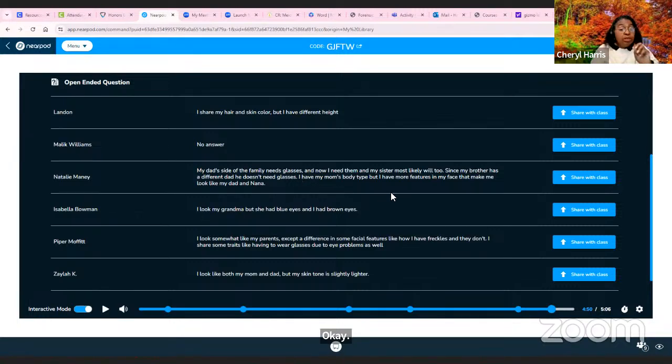As you go, these are all traits, by the way, so you all are pointing out traits. So that's good. Look like my grandma, but she had blue eyes. We're going to talk about why somebody can have blue eyes in your family and somebody else have brown eyes. Some look like my parents, except for different facial features, freckles. So we're going to talk about freckles and we're going to talk about glasses.